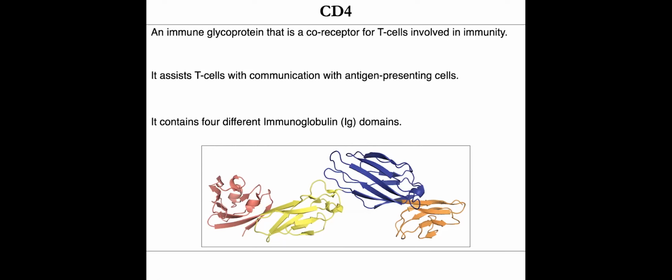Those make up your adaptive immune system. So it assists T cells with communication with antigen-presenting cells. Those are cells that present foreign material that you need to generate antibodies against. And the point of us looking at it is to look at protein domains. It contains 4 different immunoglobulin domains, or Ig domains. If you'll remember back to our lecture, these are regions within the protein that fold independently of the entire protein and may have independent functions.